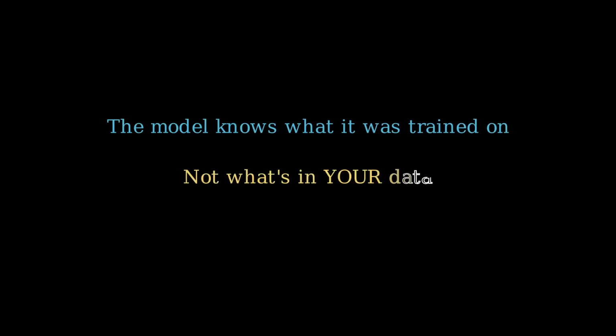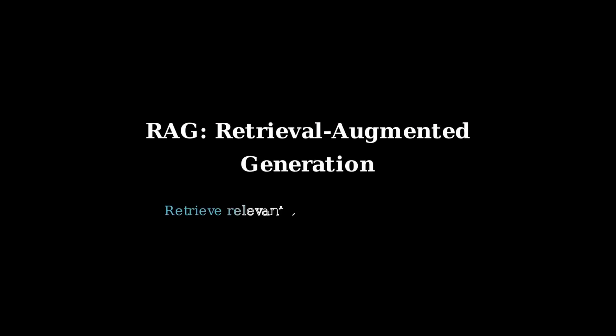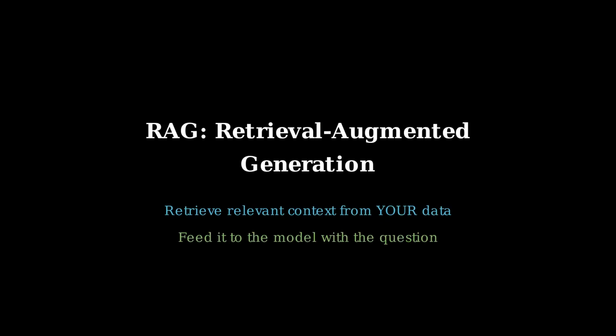The model knows what it was trained on. General knowledge, public text. It does not know your documentation, your policies, your specific data. Ask it about those, and it has to guess or hallucinate. RAG fixes this. Before asking the model, you retrieve relevant chunks from your own data. You feed those chunks alongside the question. The model answers from your context, not from training memory.